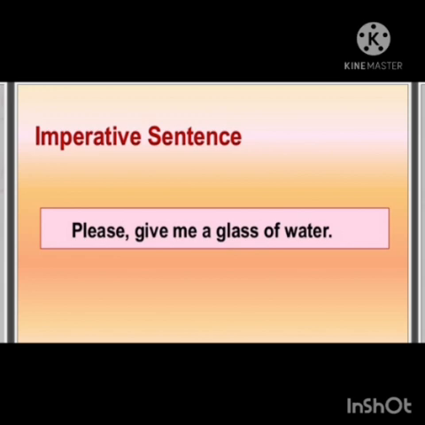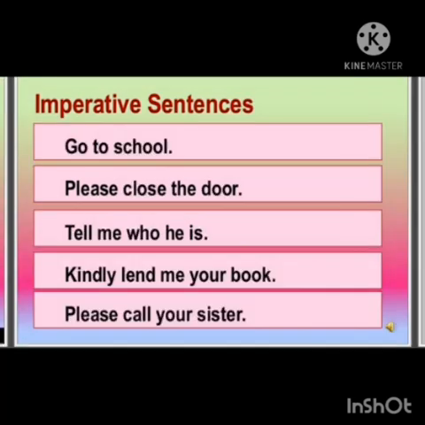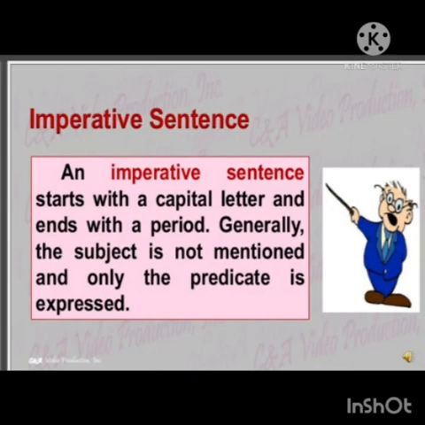Now, let's see some more examples of imperative sentence. Go to school. It's an order. Please close the door. Request. Tell me who he is. Again, an order. Kindly lend me your book. Please call your sister. So these kinds of sentences are imperative sentence, as they express command, request, advice, or instructions.